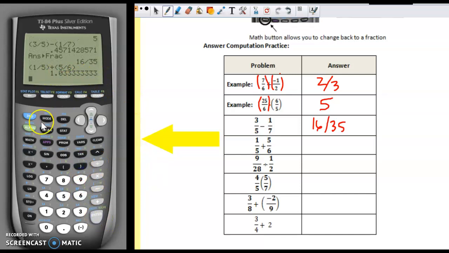Again, I get a decimal. So math button, fraction, enter, and we get the answer of 31/30. Again, if I'm going a little fast, I'm pretty swift at entering in the calculator.